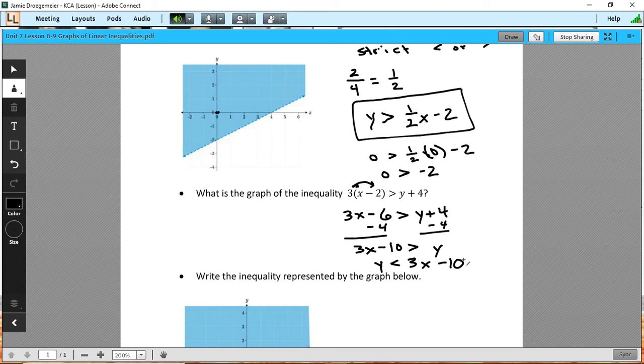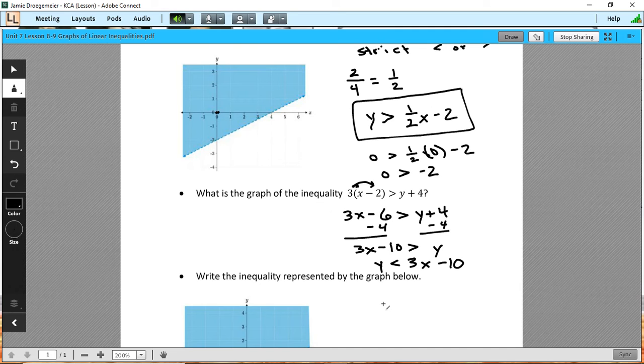And so if I want to graph this, I'm going to plot that y-intercept of negative 10, my slope of 3, my line is going to be a dashed line, and then my shading is going to be below that line because it is less than.